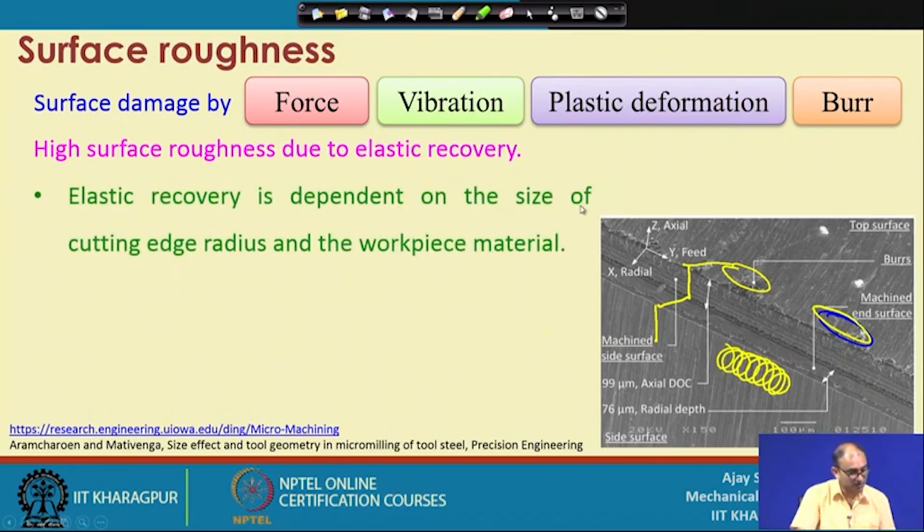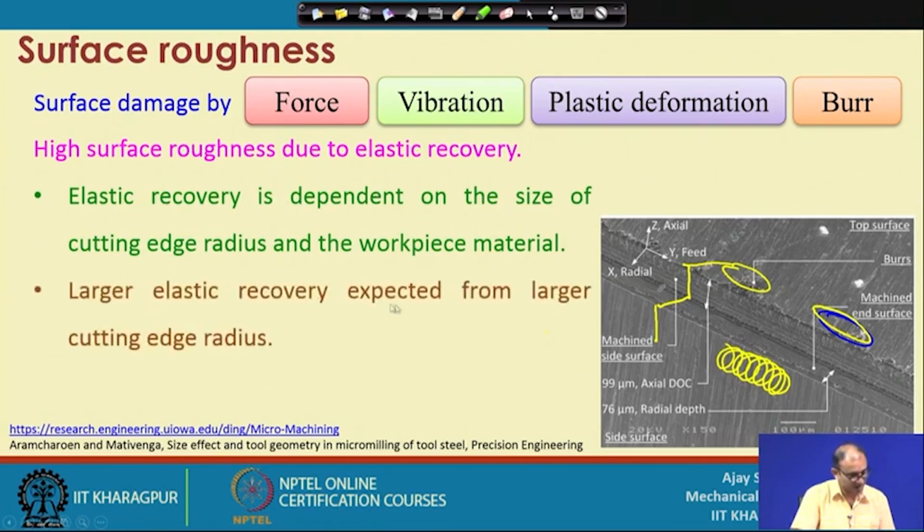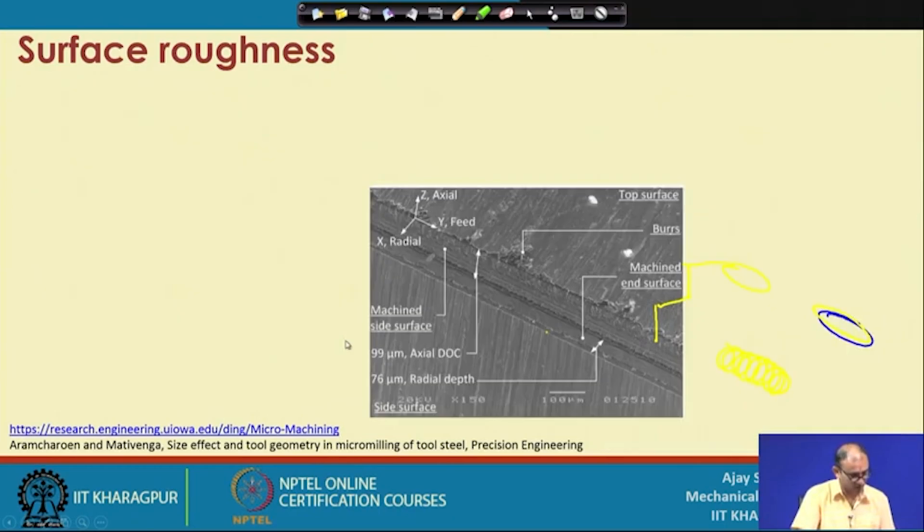Elastic recovery depends on the size of the cutting edge radius and the workpiece material, because we have seen that you have to continuously monitor the status of the cutting edge radius with respect to the uncut chip thickness or the depth of cut. Material also plays an important role, because soft materials have high elastic recovery compared to brittle material. With a very large cutting edge radius, the tool will just pass through the surface and you will not get any further improvement.